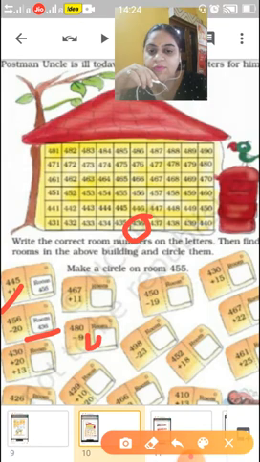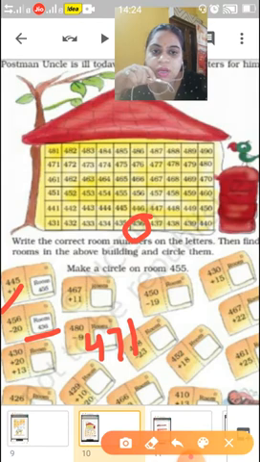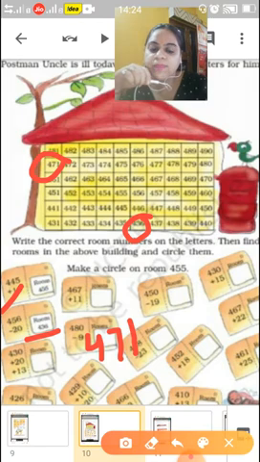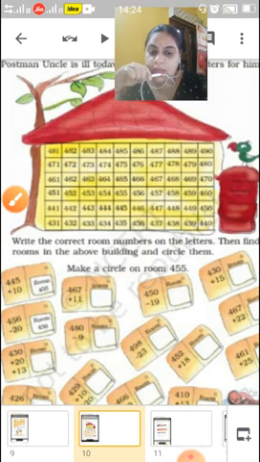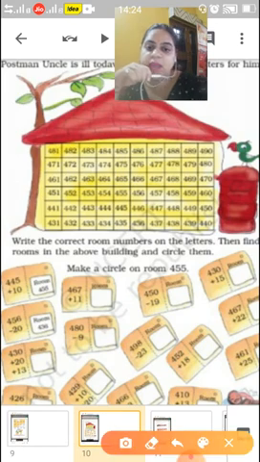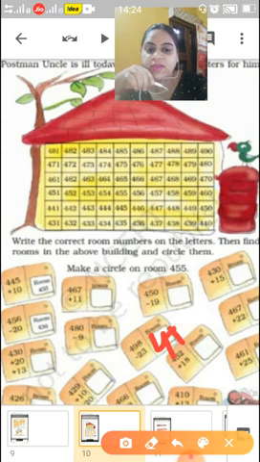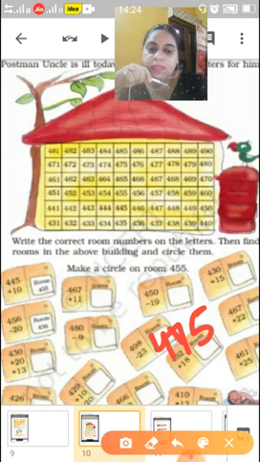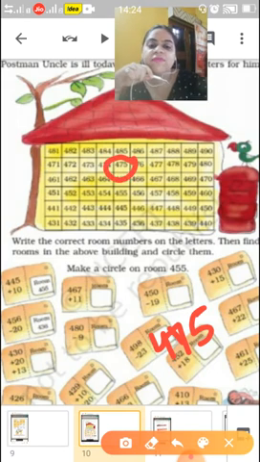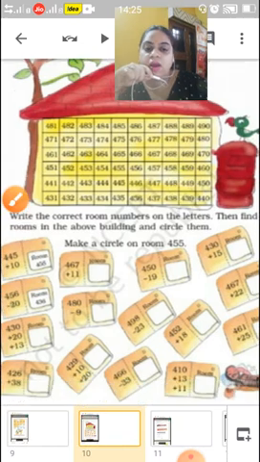What will come? 471. So now we are going to circle what? 471. Okay. Now come to next. 498 minus 23, that will come 475. So children, what will come? Now we have to circle on 475. Okay. Now come to next.